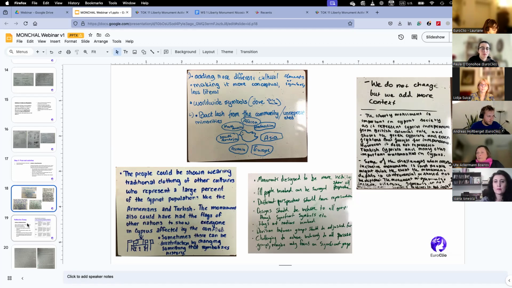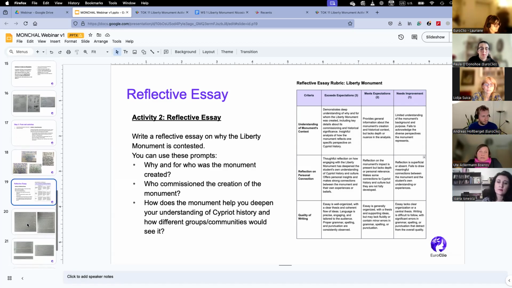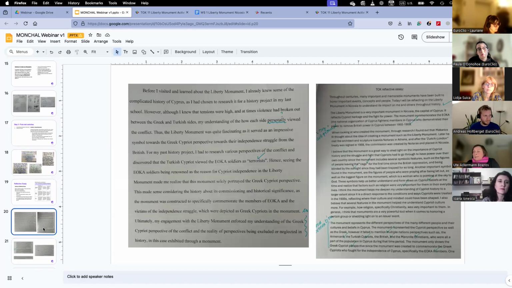And finally, based on all the discussion and all the activities that we had done previously, I wanted students to write a reflective essay. They were given a few prompts they could use in order to think about this essay, for example, why and for whom was the monument created, who commissioned it, how does the monument help you deepen your understanding of Cypriot history, and how different groups or communities would see it. And I have to say, I was very, very impressed with some of the comments within the essays that students created.